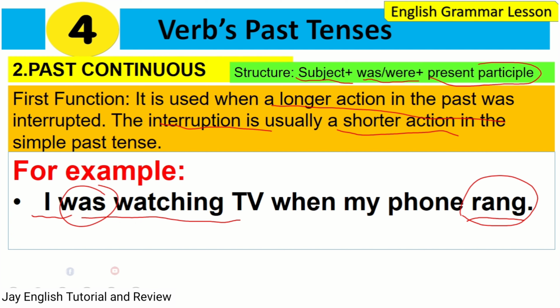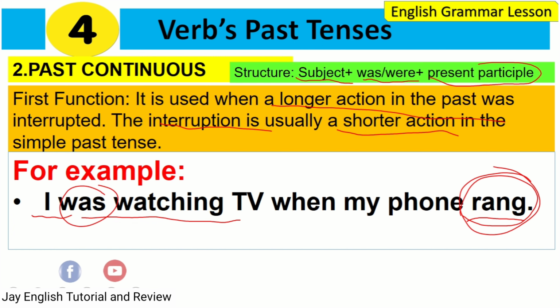It means to say that we are not going to have double past continuous structures in the example. We cannot say, I was watching TV when my phone was ringing. We cannot do that. In our shorter action, or the action that was interrupting our first or longer action, we are just going to use the simple past tense of the verb. That is why we have here rang, because rang is the simple past tense of the verb ring.